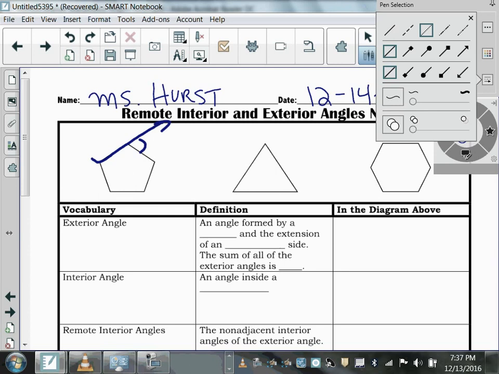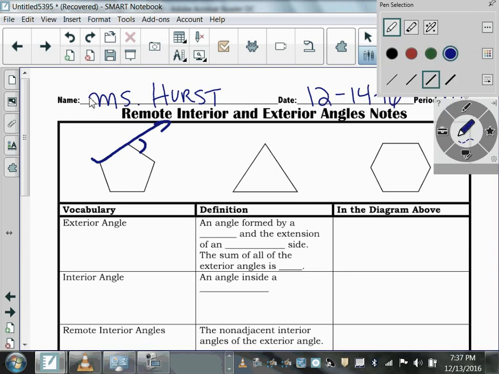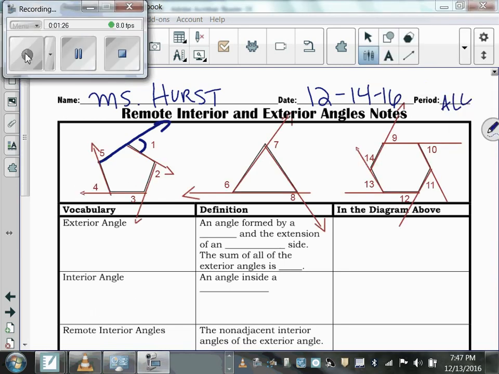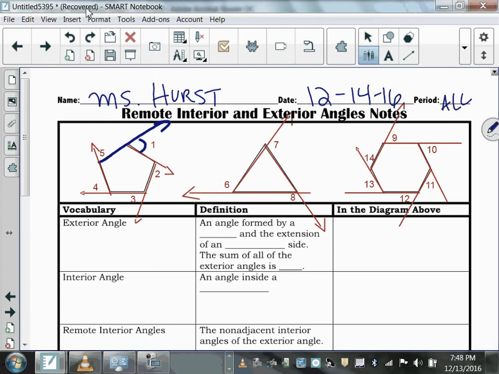So what I'm going to do is I'm going to grab up here and I'm going to use my dotted line again. And I'm going to go through and do all of those angles real quick. All right, everybody. So now we have quickly drawn in all of our little segments and lines to make all those exterior angles. And what I did was I numbered them. So at this moment in time, go ahead and copy that down into your notes. All right, so now that you have that copied down, we're going to go through some quick vocabulary.